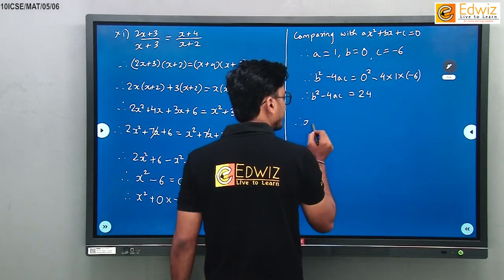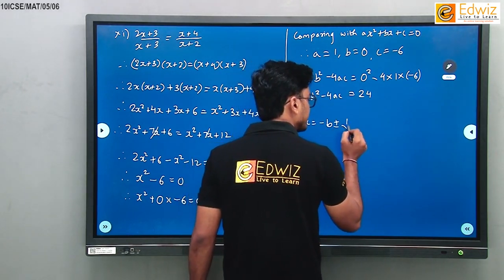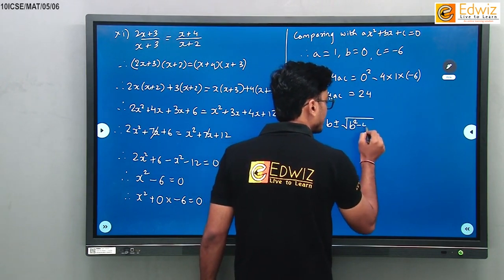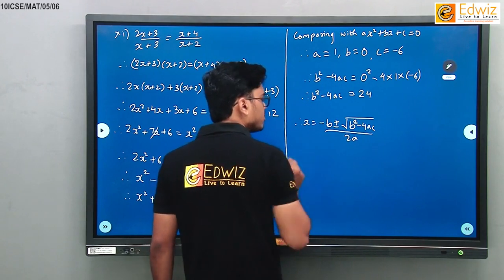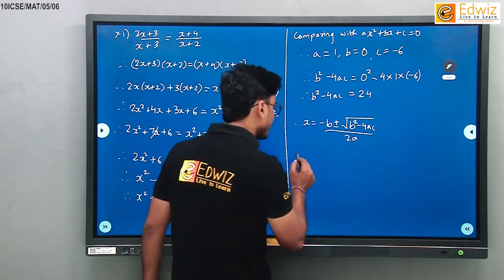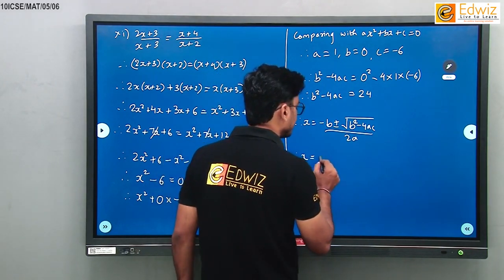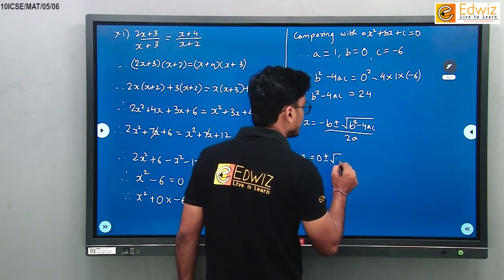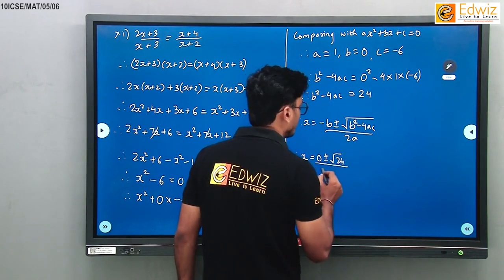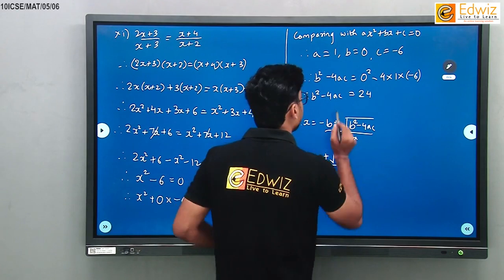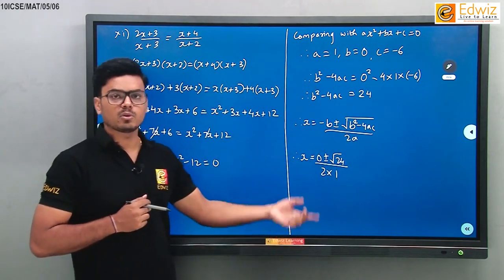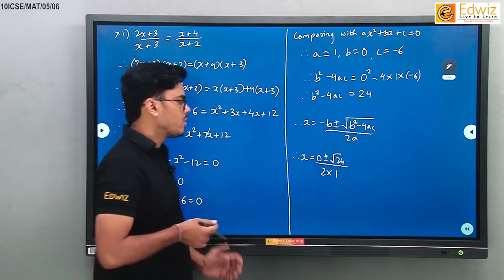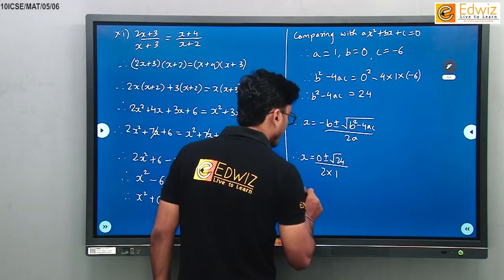So what is the value of x? Minus b plus or minus square root of b square minus 4ac divided by 2a. Okay, but b is 0, right? So what will be the value of x? 0 plus or minus root 24 divided by 2 times a. What is a here? a is equal to 1. Okay, 0 has no sign, that's why I have written directly 0. So what is the answer for x?